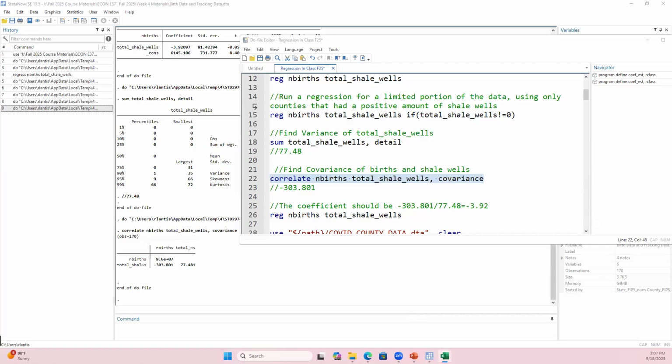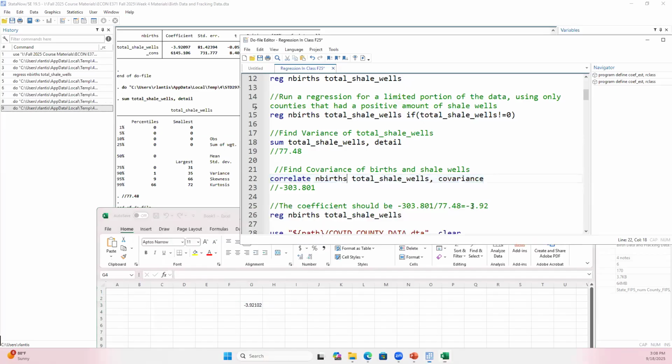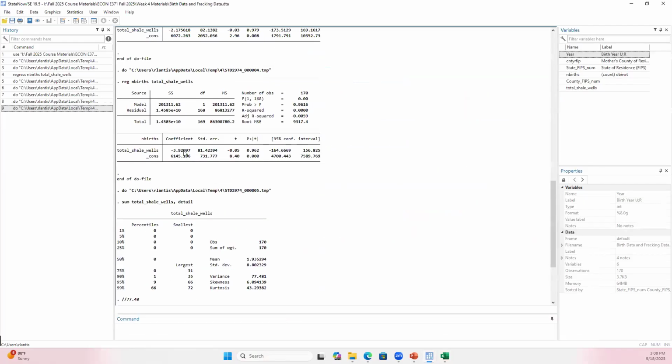or I can pull open Excel if you don't believe me, but you take that ratio of the covariance, 303.801, to the variance of my x variable, I get 3.92. I left off my negative sign there, but I'm just trying to show you that this is what it computes to. We get the same exact thing if I take that ratio of the covariance to the variance of my x variable as we found from our regression analysis for that slope coefficient.